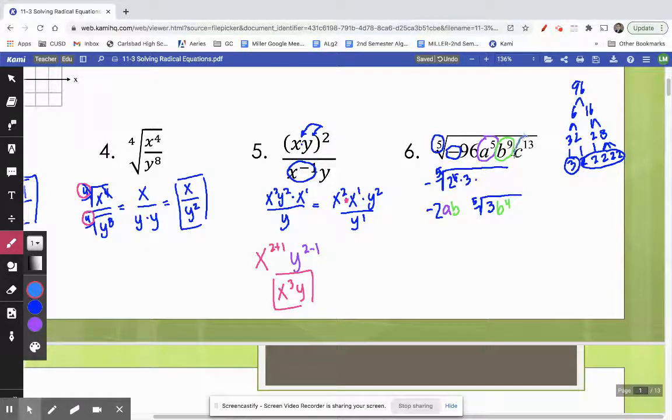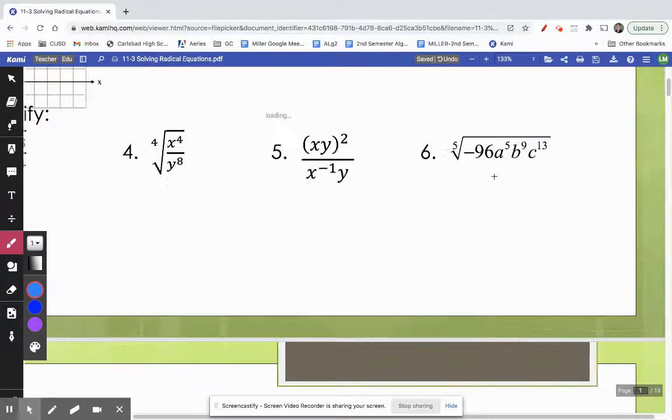Let's take a look at our c's. I have 13. That means I can take out 2 groups, or c times c, c squared. And if I take out 2 groups of 5, I've taken out 10. That means I have 3 left inside. All right, it's nice and colorful. There's my answer. Again, simplify means different things for each problem, but there's how we do all 4 of those.